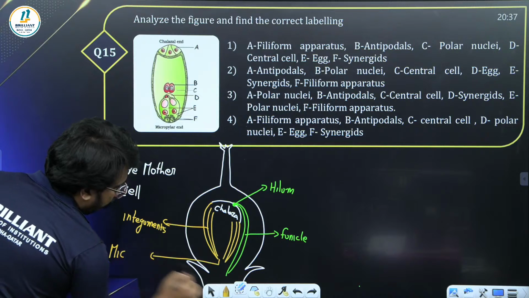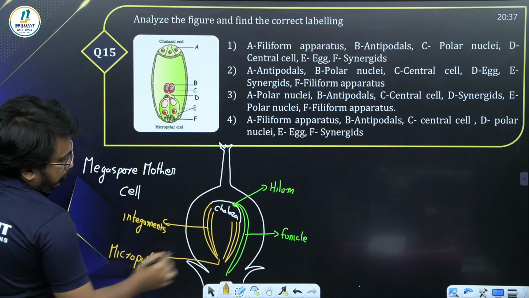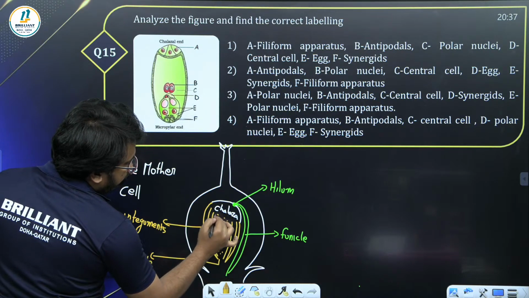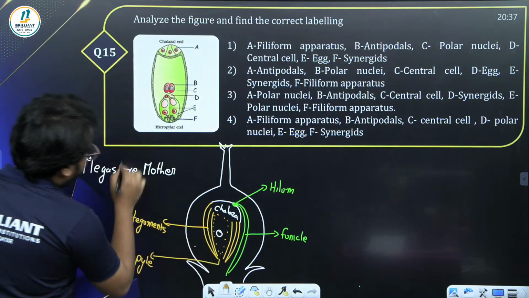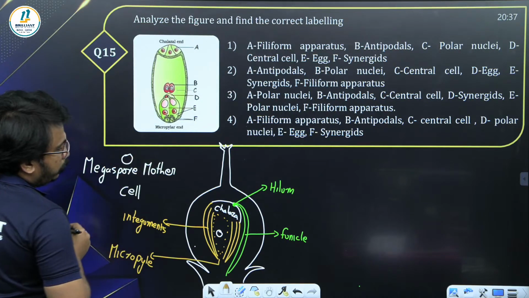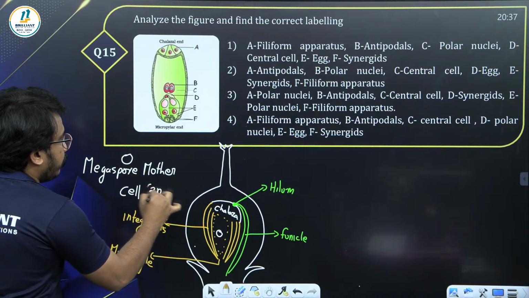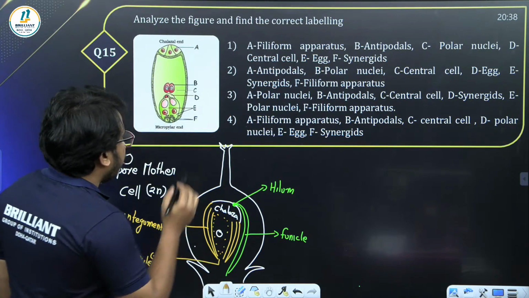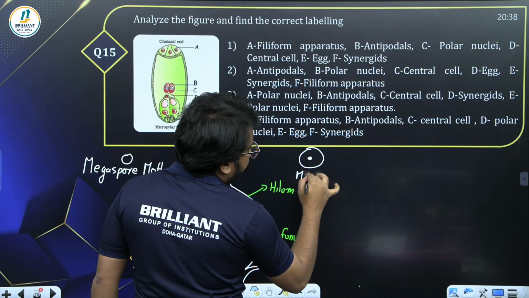So there is the micropyle. Now here there are some cells coming, that is the nucellus, and in that, only one cell is turning at the center into the megaspore mother cell. This megaspore mother cell, which is diploid, will undergo meiosis. Let me write it down. This is the megaspore mother cell.